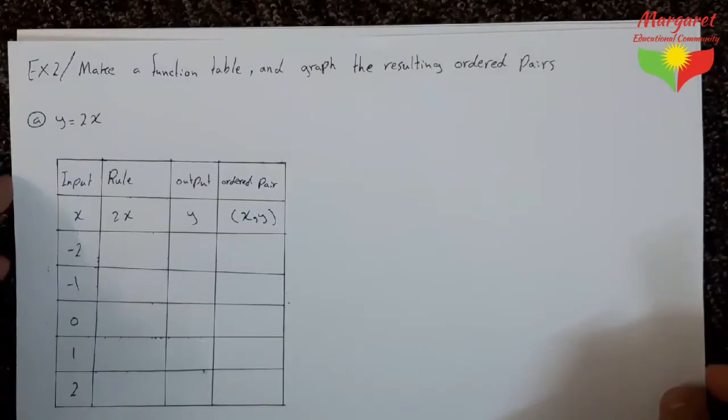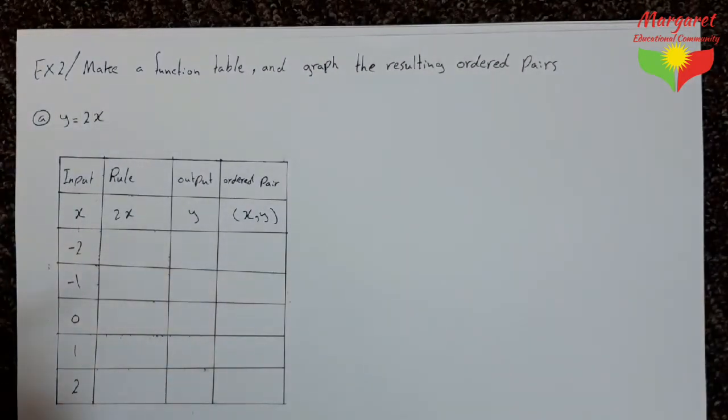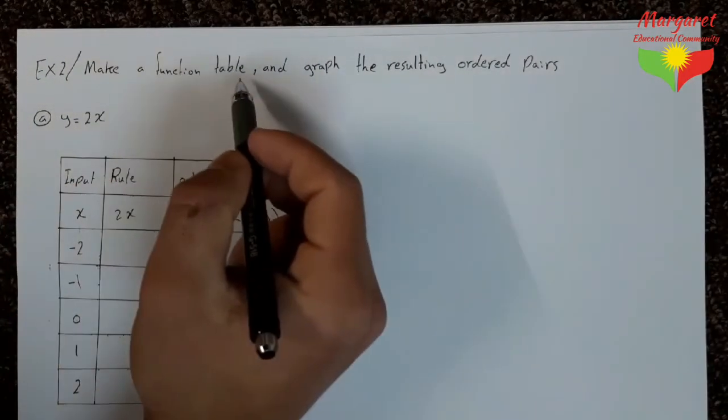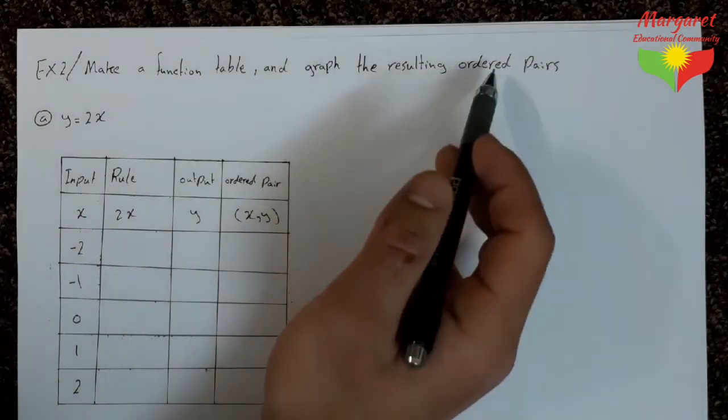After that we have example 2. Example 2 says make a function table and graph the resulting ordered pair.